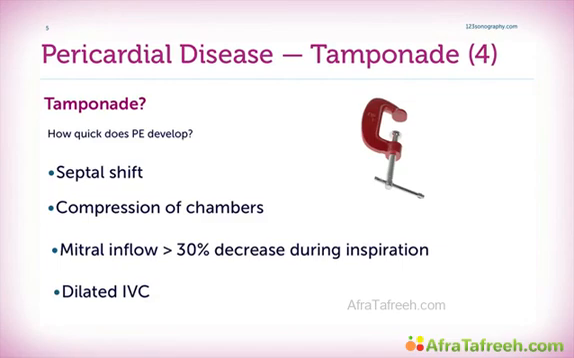For tamponade, the amount of fluid plays a role, but also how quickly the pericardial effusion develops. Expect to find a septal shift, compression of chambers, and a mitral inflow signal which decreases by 30% during inspiration. In addition, look for a dilated inferior vena cava.